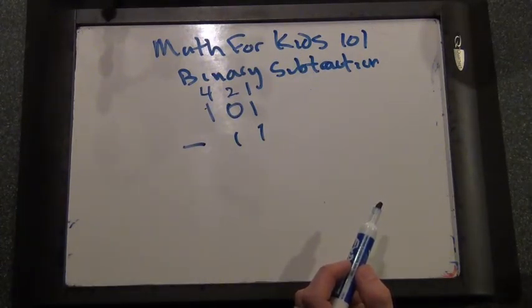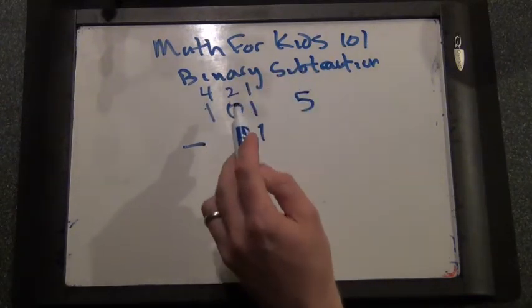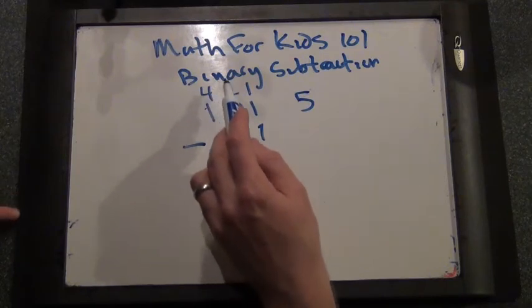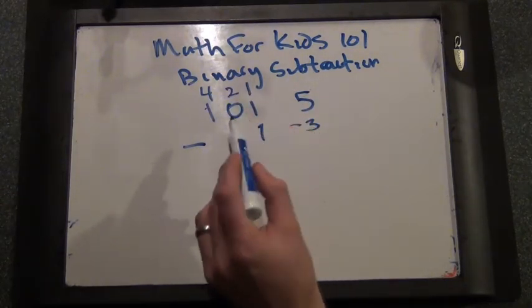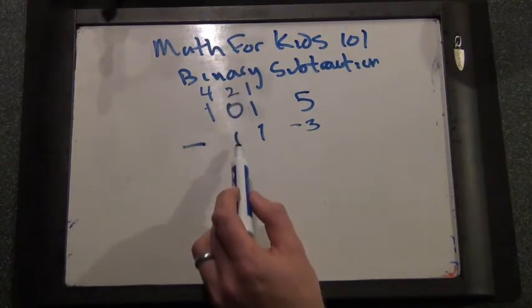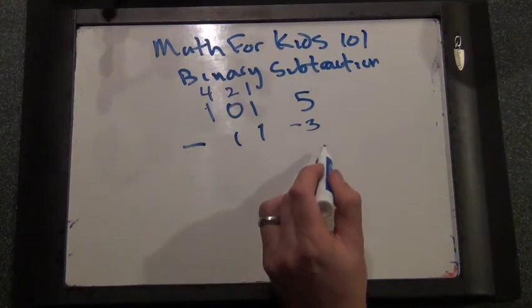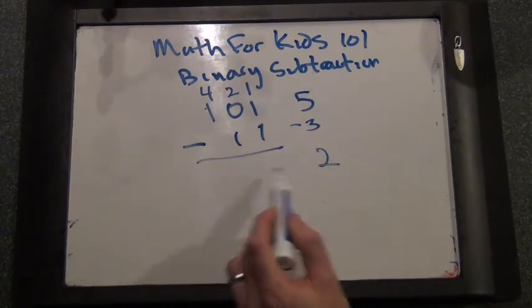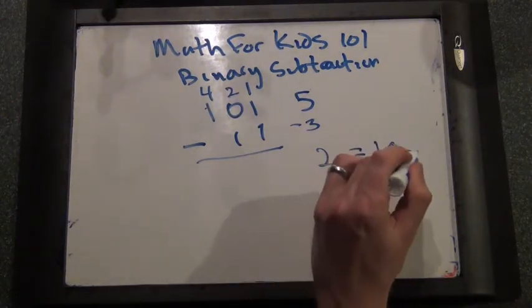101 is equal to 5, because that's 1 times 4 plus 0 times 2 plus 1 times 1. 11 is equal to 3. Okay, so this is 1 times 2 plus 1 times 1. And 5 minus 3 we know is 2. And what is 2 in binary? 10, which is 10 in base 2.